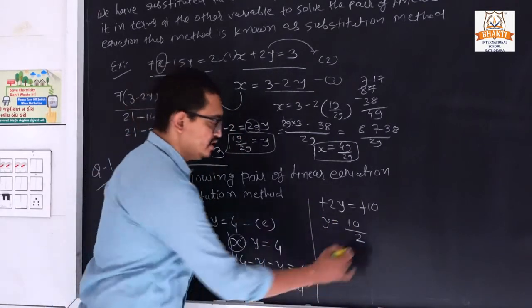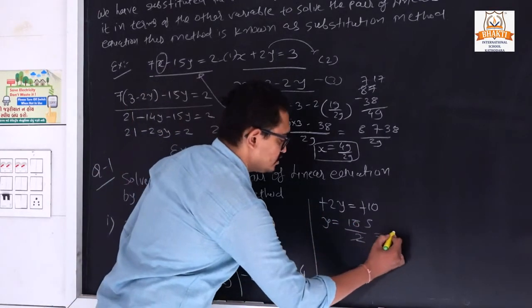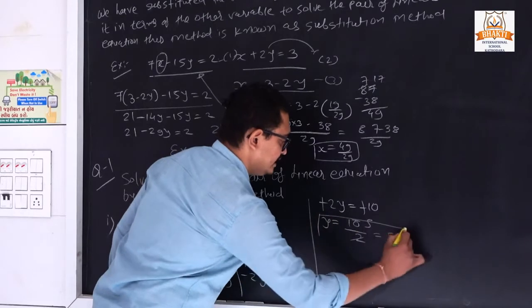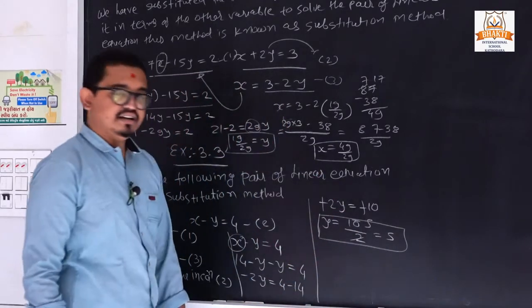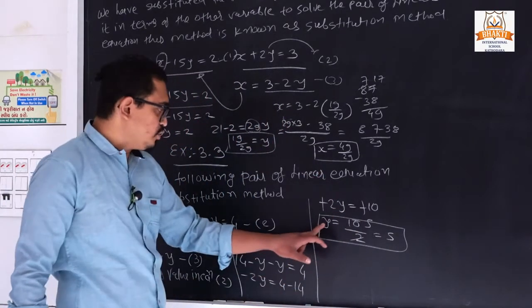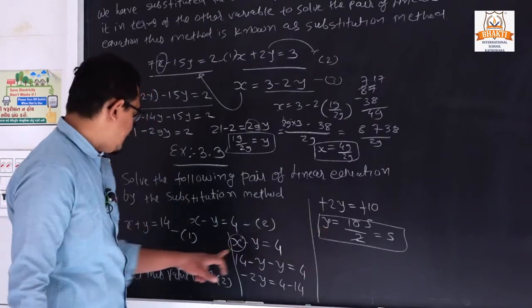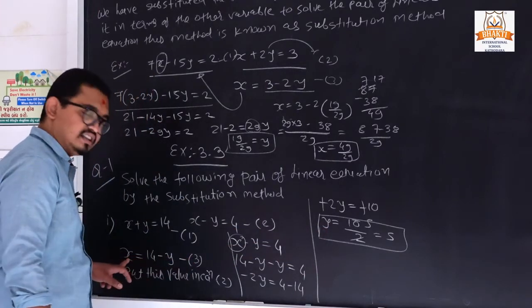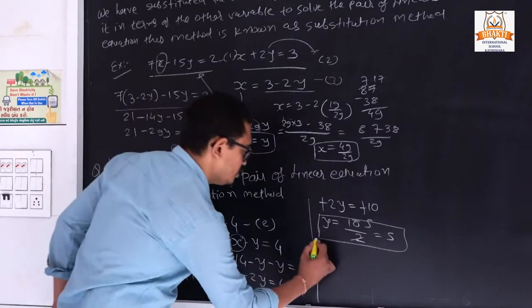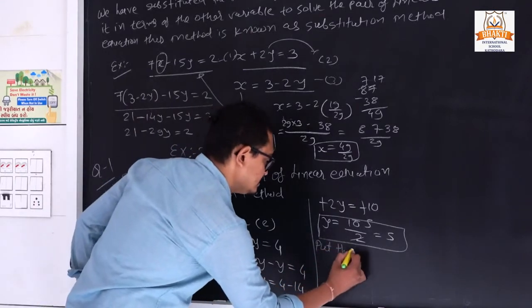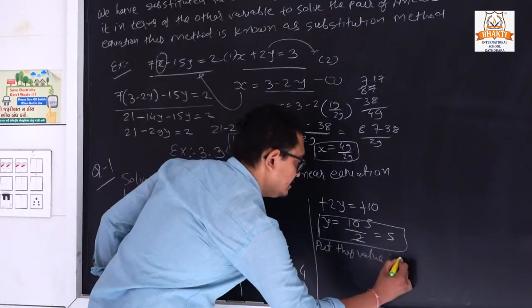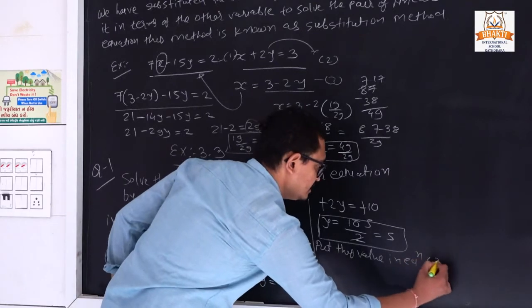Now minus minus becomes plus, so y is equal to, this 2 is going to the second side, so it will be in division. So 2 5s are 10, so what is the value of y? It is 5. Clear? Now we will put this value of y into our equation number 3, so we can get the value of x. So put this value in equation number 3.